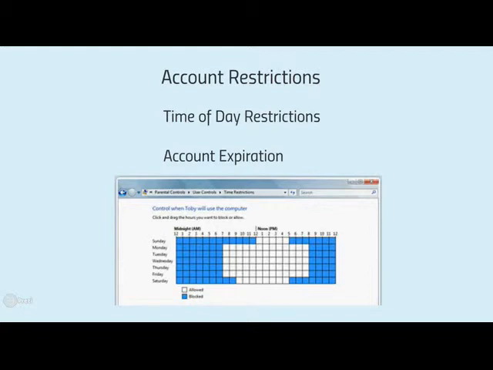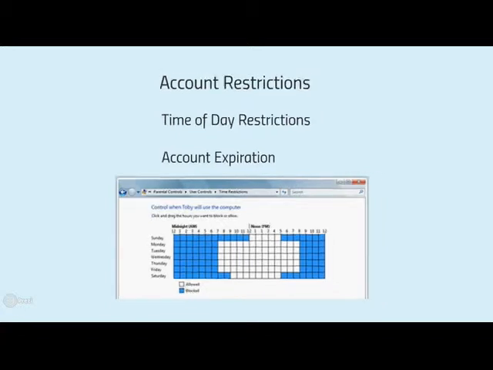And account expiration. Orphaned accounts are user accounts that remain active after an employee has left an organization, while a dormant account is one that has not been accessed for a lengthy period of time. These types of accounts can be a security risk, so you should disable any former employee account or account that's not being used.